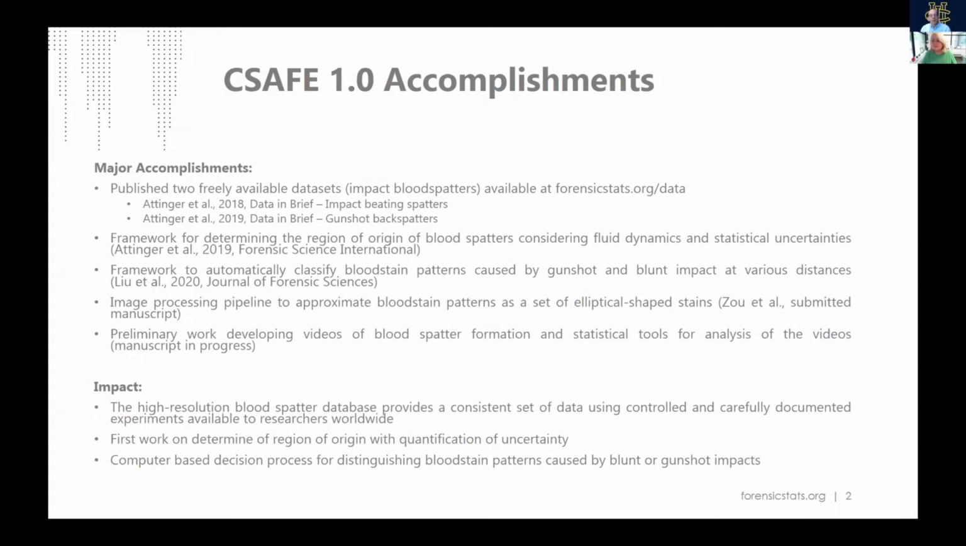The work that was published under CSAFE 1.0 is also, to my knowledge, the first work on region of origin that attempts to quantify the uncertainty associated with that, and that's a core activity of CSAFE.